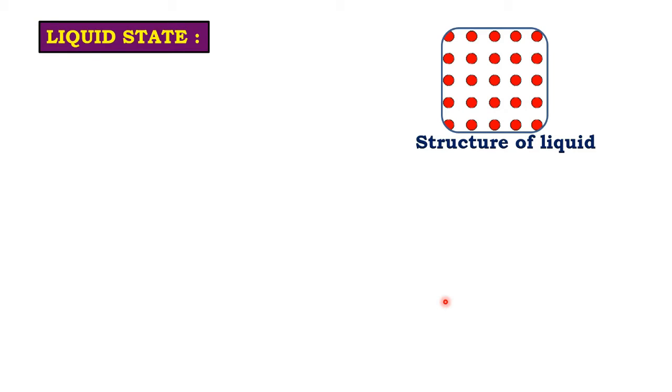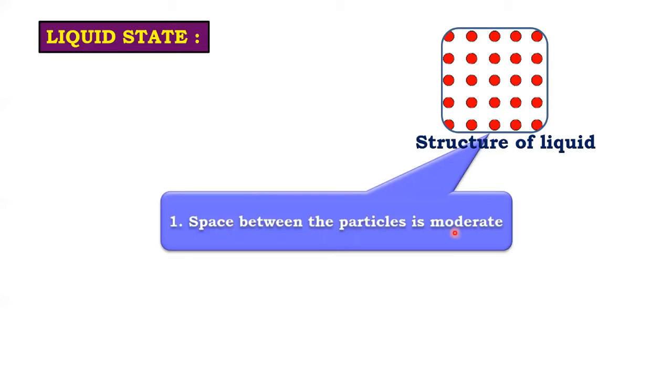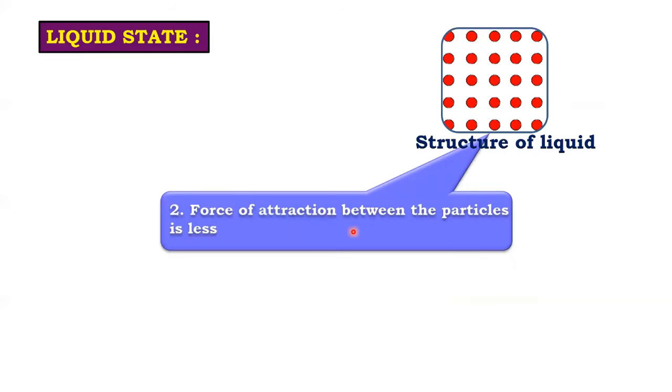Okay, so let's see the properties. The space between the particles is moderate. You can already see it with the diagram, right? The space between the particles is moderate. Okay, the next thing, force of attraction between the particles is less. Why is the space moderate? Because the force of attraction is less. अगर force of attraction ज़्यादा होता तो ये लोग closely packed होते, ultimately क्या बन जाता? Solid बन जाता, right? And this is how you can say that liquids have less force of attraction between the particles. Okay. Next, the kinetic energy of the particle is less.